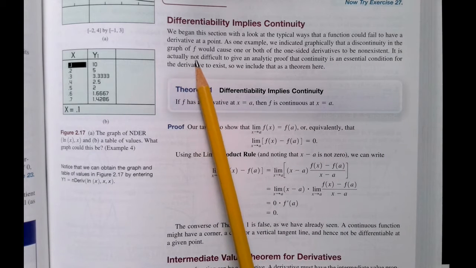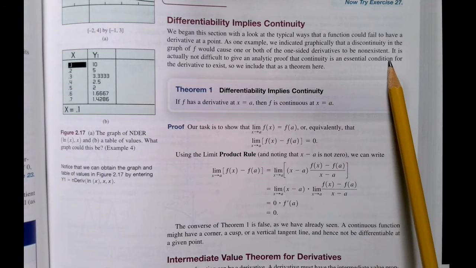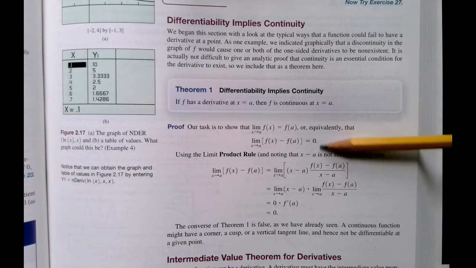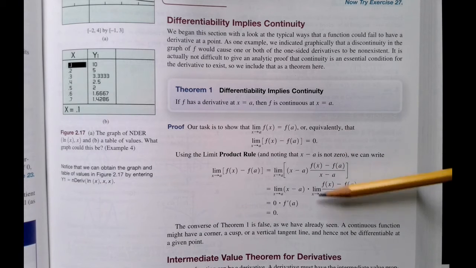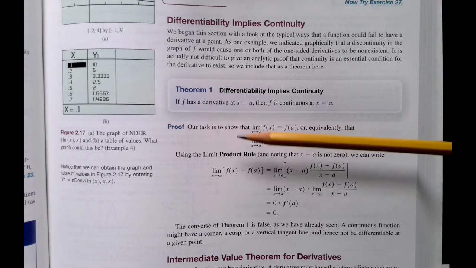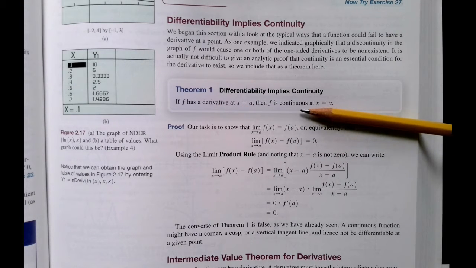It is actually not difficult to give an analytic proof that continuity is an essential condition for the derivative to exist. So there is a proof here. Don't panic. You don't have to actually prove anything. Just know the proof does in fact exist. And the thing to remember though is if a function is differentiable, then it implies it must be continuous there.